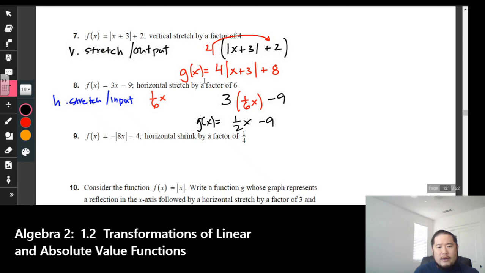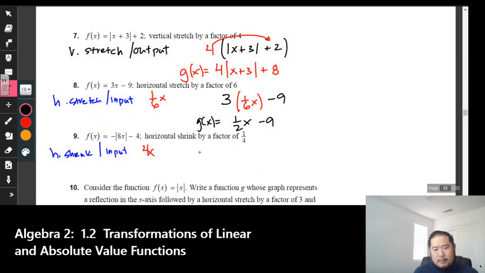Number 9 right here, horizontal shrink by a factor of 4. So because this is a horizontal shrink, remember that right there impacts the input, but we take the reciprocal of 1/4, and it's actually going to be a factor of 4, or 4x. Okay, so very tricky, easy to get confused and forget.